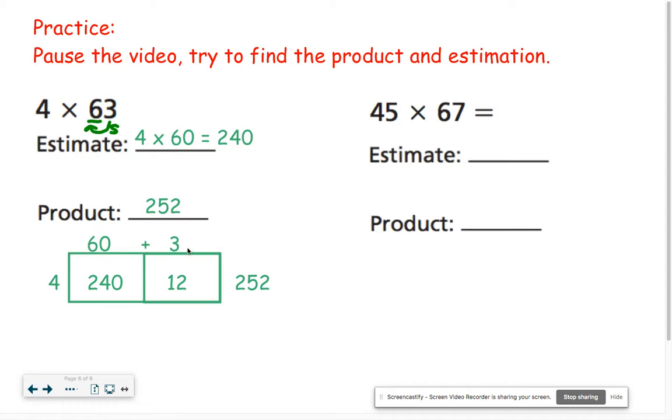I break my 30 or my 63 apart and I times it by 4. Remember, anytime you're finding the area of a box, it's base times height. So 60 times 4. 6 times 4 is 24 with 1 0. 4 times 3 is 12. When I add those up, I get an answer of 252. Let's check the next problem.